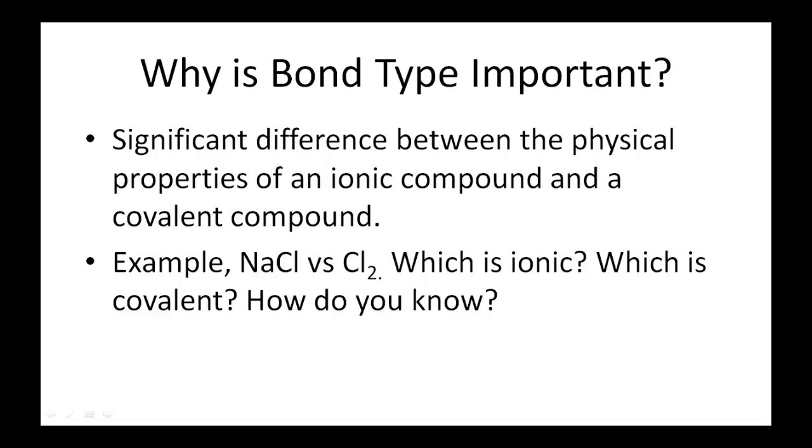Why is bond type important? Well, there's significant differences between the physical properties of an ionic compound and a covalent compound. Just like we could predict the family's behavior by knowing the behavior of one of the elements in that family, we can predict what's going to happen in the solution if we know it's ionic versus if it's a covalent compound. For example, let's work out sodium chloride and chlorine gas. Which is ionic? Which is covalent? And how do you know? Let's look at it.